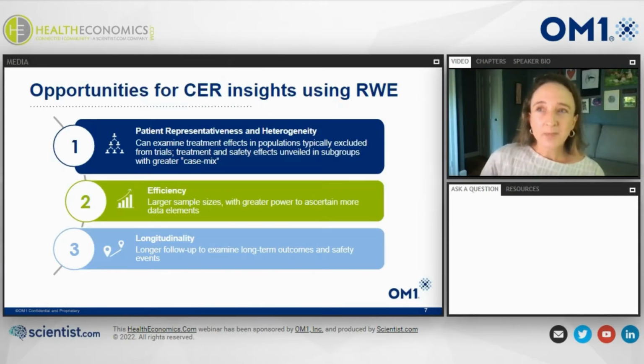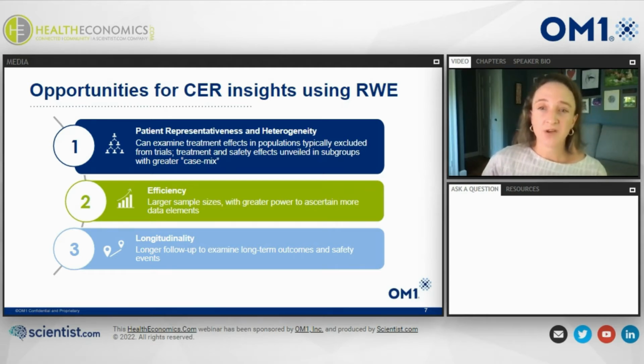So let's talk a little bit more about what the opportunities are specifically for comparative effectiveness research insights using real-world evidence. So the first has to do with patient representativeness and heterogeneity. It's been well documented across a range of conditions that trial populations often don't well represent the actual clinical populations that present in clinical practice. Depending on the trial, the question at hand, the trial populations are sometimes at an earlier, sometimes a later stage of disease. And in fact, the trial inclusion-exclusion criteria are designed to do just that, to enrich those study trials with patients who are likely to benefit and unlikely or less likely to be harmed.